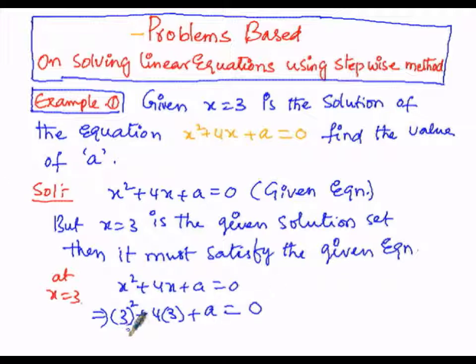3 square value is 9, 3 threes are 9, plus 4 into 3 is 12, plus a equals to 0. That implies 9 is positive and 12 is positive. These two are like terms, plus 12 and plus 9. Plus of plus is plus, so you have to add up. 12 plus 9 is 21. To assess the sign of this 21, among 12 and 9, 12 is greater, so the sign is positive. Then plus a must be copied as it is. Then that must be equated to 0, which is on the right hand side. So in this manner I got plus 21 plus a equals to 0.